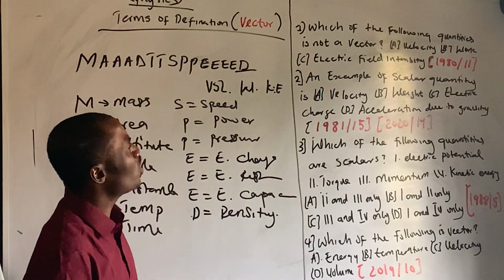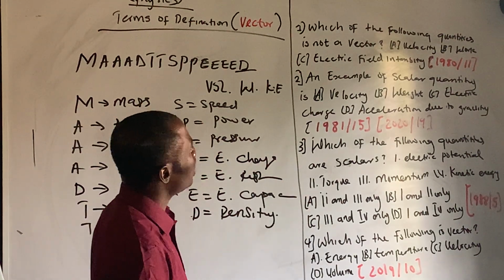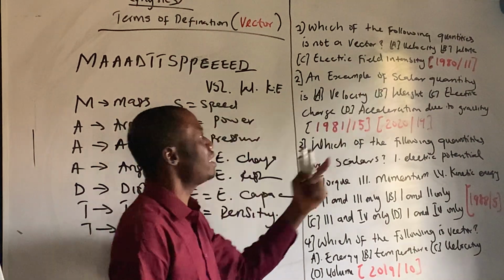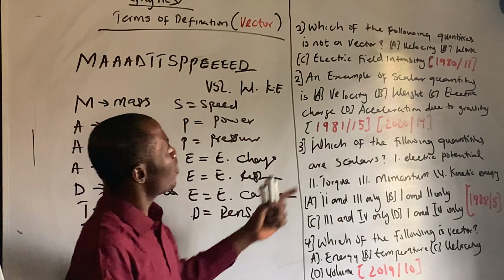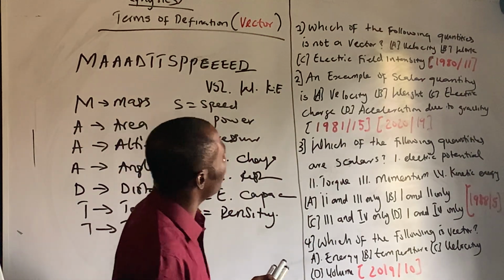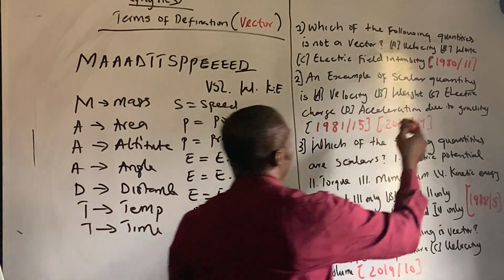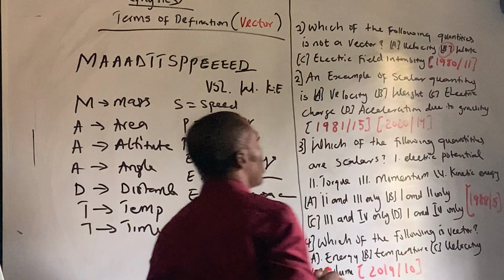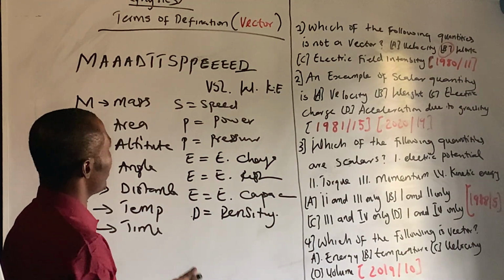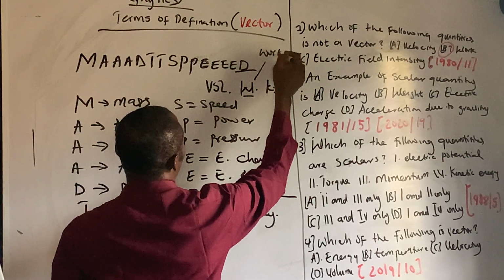So let's say, which of the following quantities is not a vector? Velocity, work done, electric field intensity. Electric field intensity is a vector, I told you. Work done is not a vector. Velocity is a vector, all right? So the right answer there is work done, because you can see W, which is work done, over there. The W over here is work done.